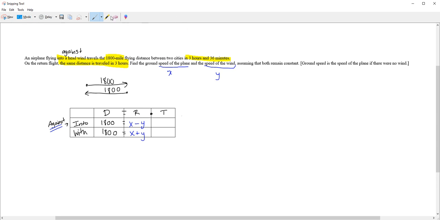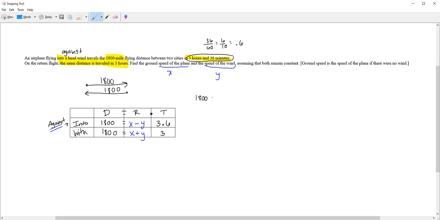For time, this is the trickiest part of this problem, honestly. Against the wind took 3 hours and 36 minutes, so what we need to do is change this into a decimal, okay? 36 out of 60 minutes is 6/10, which is 0.6 as a decimal. So our time into the headwind is 3.6 hours. Our time with the wind was only 3 hours. And this is how we're going to create our equations.